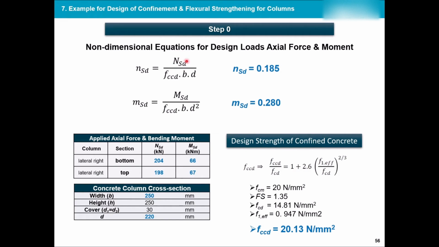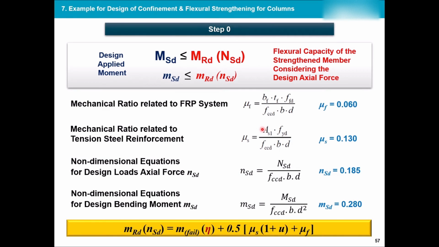The NSD is the actual force on my column. I already have it. And the bottom bit I have already calculated for the other one. So very simple. The MSD again is the moment on my column, so I just go back to my analysis and figure it out. I just put it. I have the non-dimensional MSD and NSD. So step 0 so far, okay. μf, μs, NSD, MSD. Done, done, done, done.